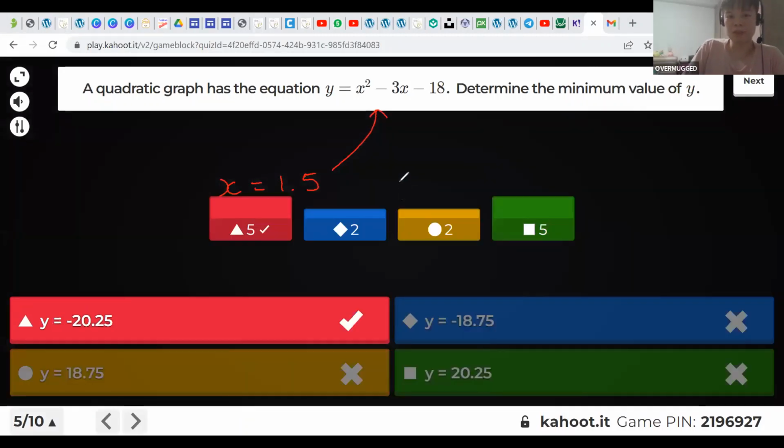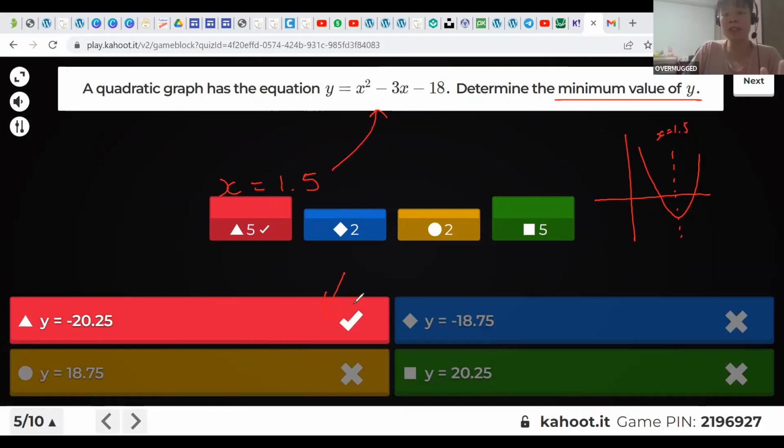Okay, so how to find the value of y? Remember the minimum value or maximum value is the turning point, right? So in this case, you have a minimum value of y. You know that the line of symmetry is x equals 1.5, right? So I substitute x equals 1.5 inside, and then you will be able to get this.